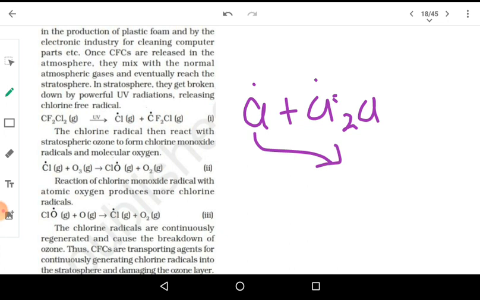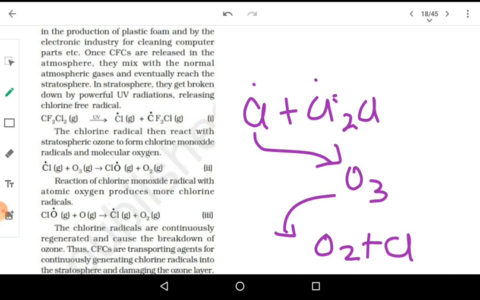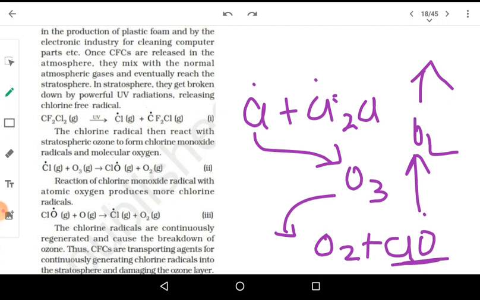This Cl free radical is going to react with the ozone, and as a result it is going to split the ozone to form O2 and ClO free radical. Now this ClO free radical is going to react with another molecule of nascent oxygen, and as a result it is going to again generate Cl free radical and O2.